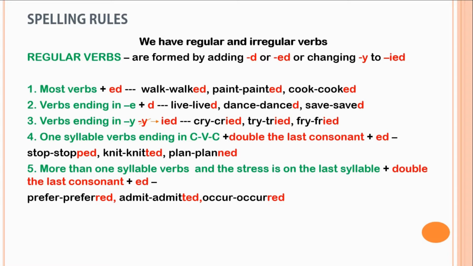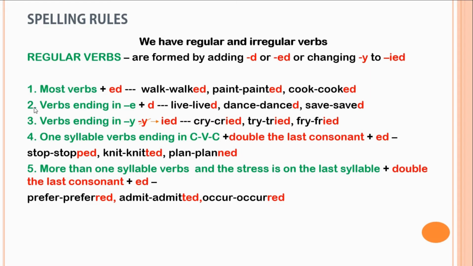Okay, now let's talk about the spelling rules. Please bear in mind that we have regular and irregular verbs. Regular verbs are formed by adding D or ED or changing Y to IED. Let's take a look at spelling rule number 1. To form the past tense of most verbs, we add ed at the end of the verb. For example, walk, walked, paint, painted, cook, cooked.